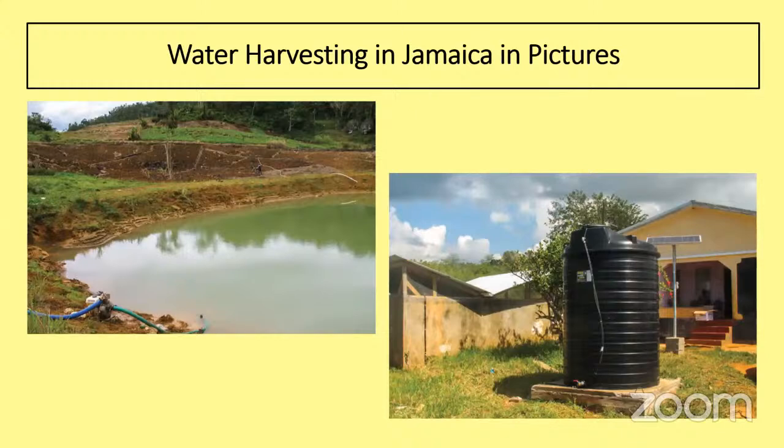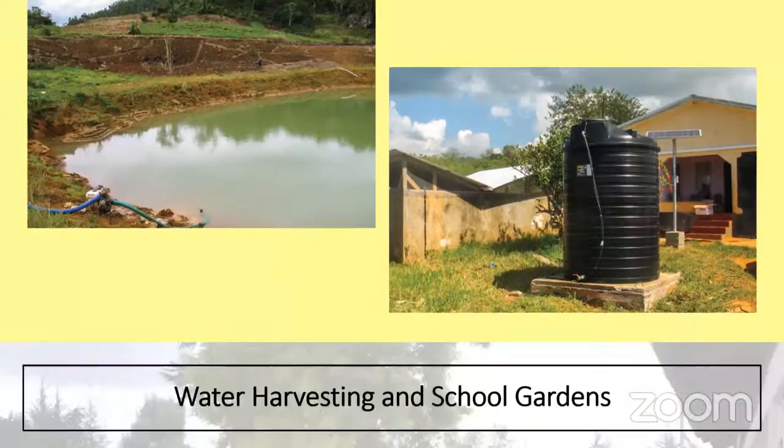These are some pictures of water harvesting in Jamaica. As you can see on the right, a black tank is being used to harvest water. And as you can see, the lake may look natural, but it's actually artificial. They put some kind of layer on there to capture the water so that it doesn't infiltrate into the ground. And you might see in the image that there's a pump taking some of that water out to be used, whether for domestic or agricultural use.